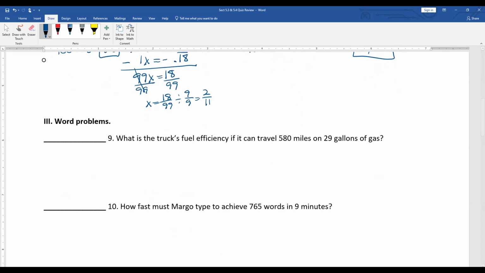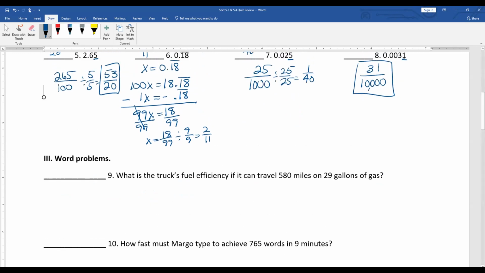So here's where we talk about ratio and rate. So these first two have to do with unit rate. So remember, with unit rate, you want to set your denominator to 1. So it's asking, what is the truck's fuel efficiency if it can travel 580 miles on 29 gallons of gas? So we talk about fuel efficiency in terms of miles per gallon. So you're going to have miles over gallons, which means 580 over 29. And we want our denominator to be 1.